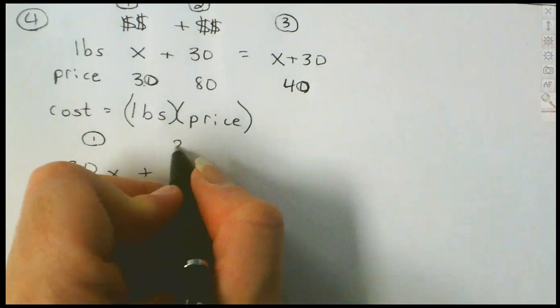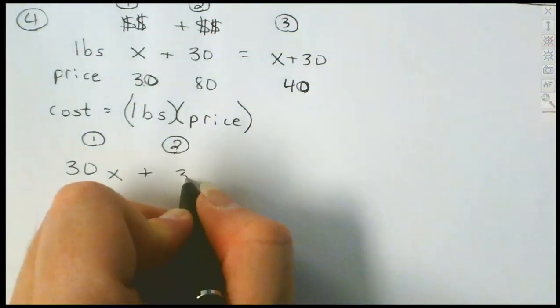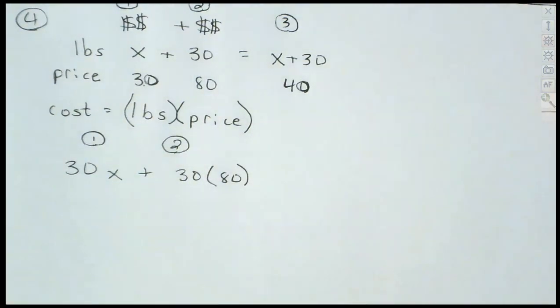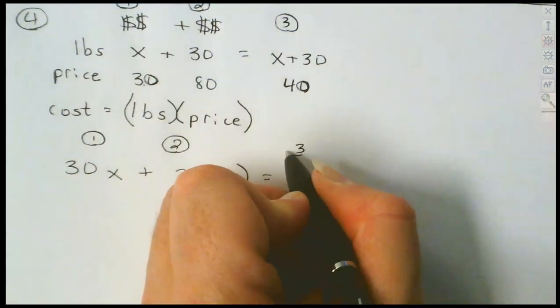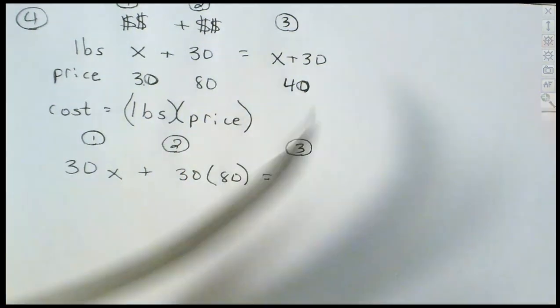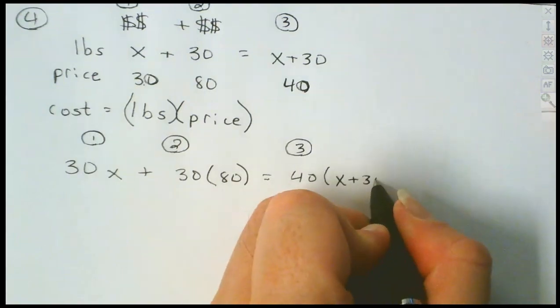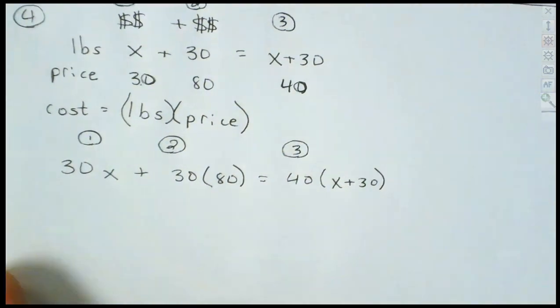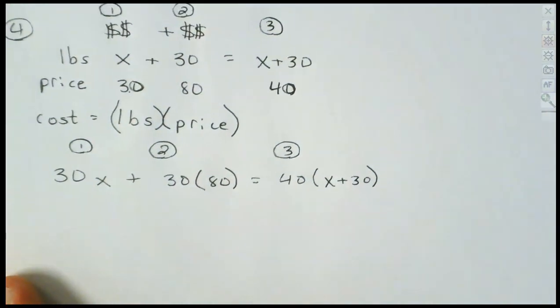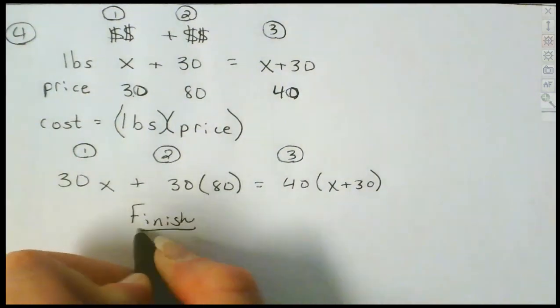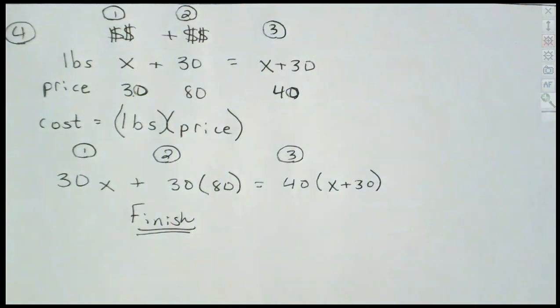The second type of coffee, we've got 30 pounds of that coffee, and that coffee costs us $80 a pound. And then 1 plus 2 is 3. So on the right-hand side, we put these together, and we get 40 times (x plus 30). So now we have our equation, and you can now solve this equation and find the number of pounds that we have of that $30 coffee.